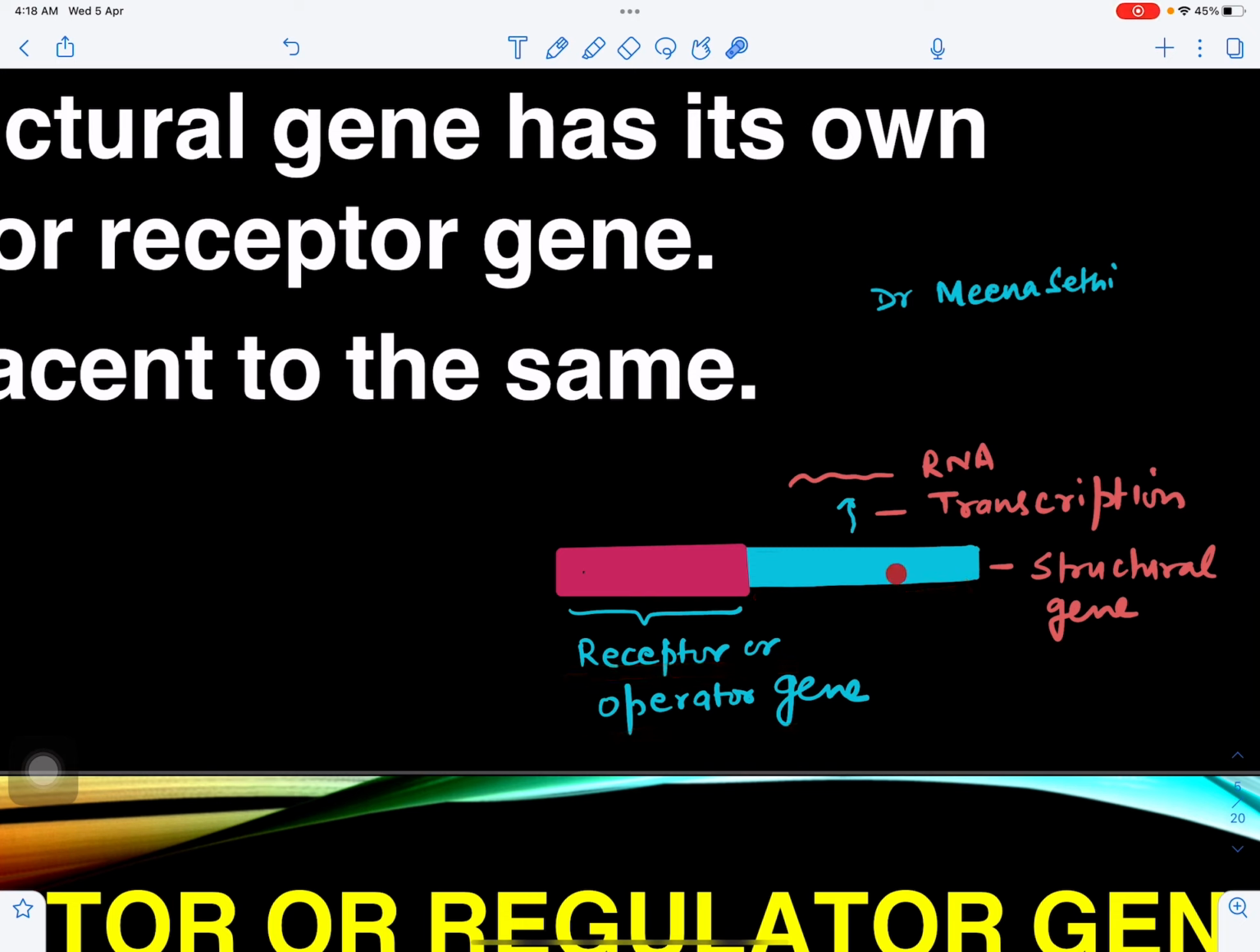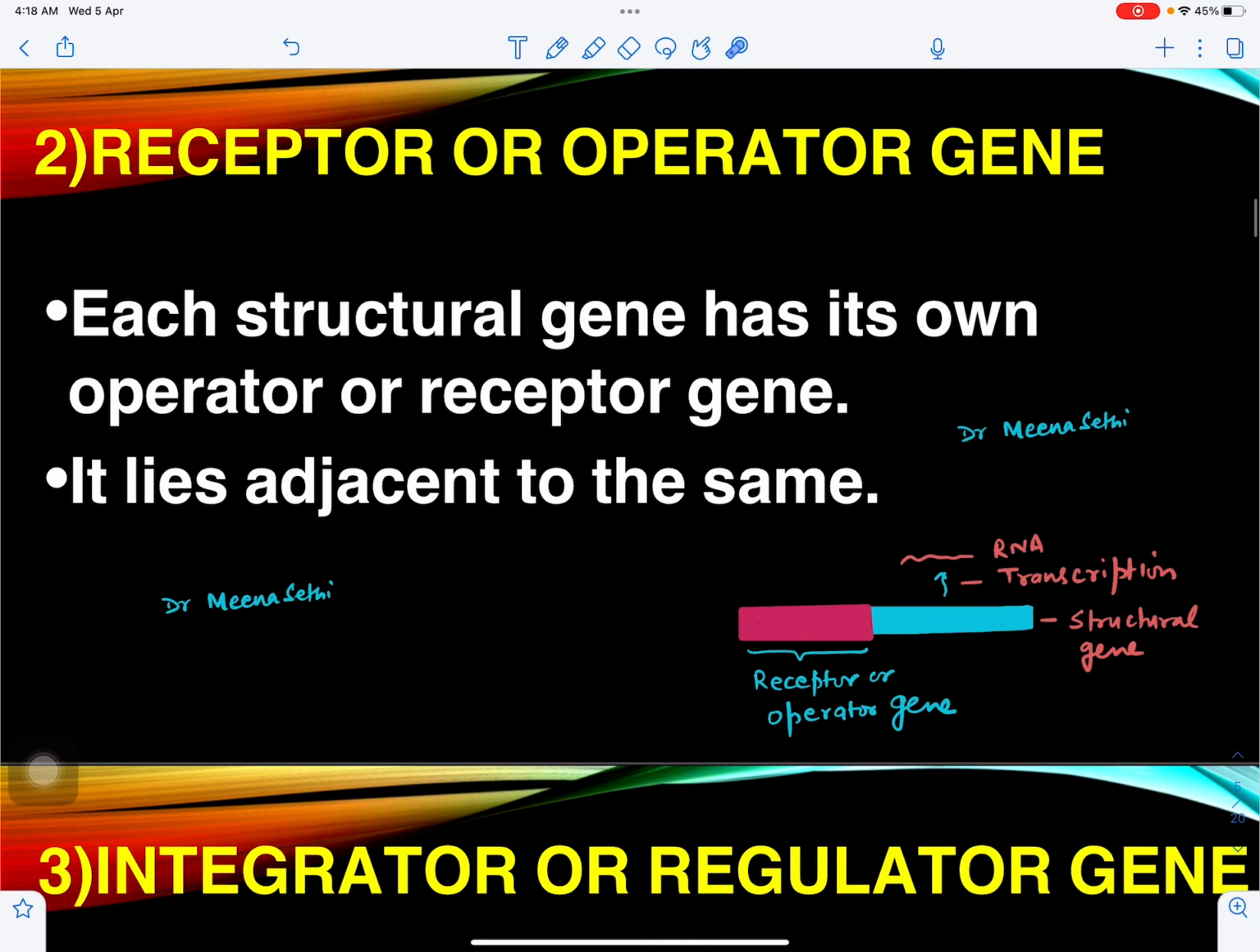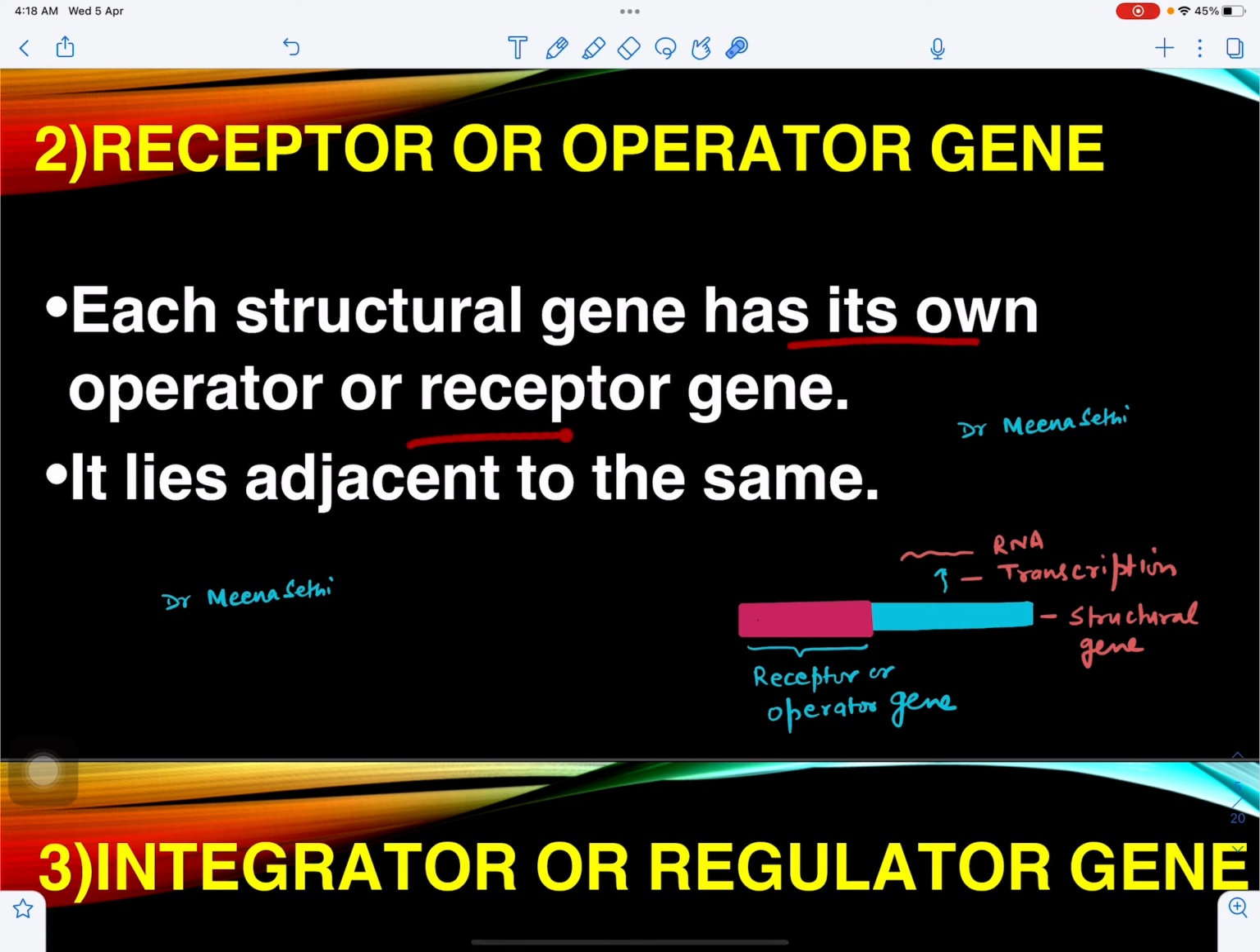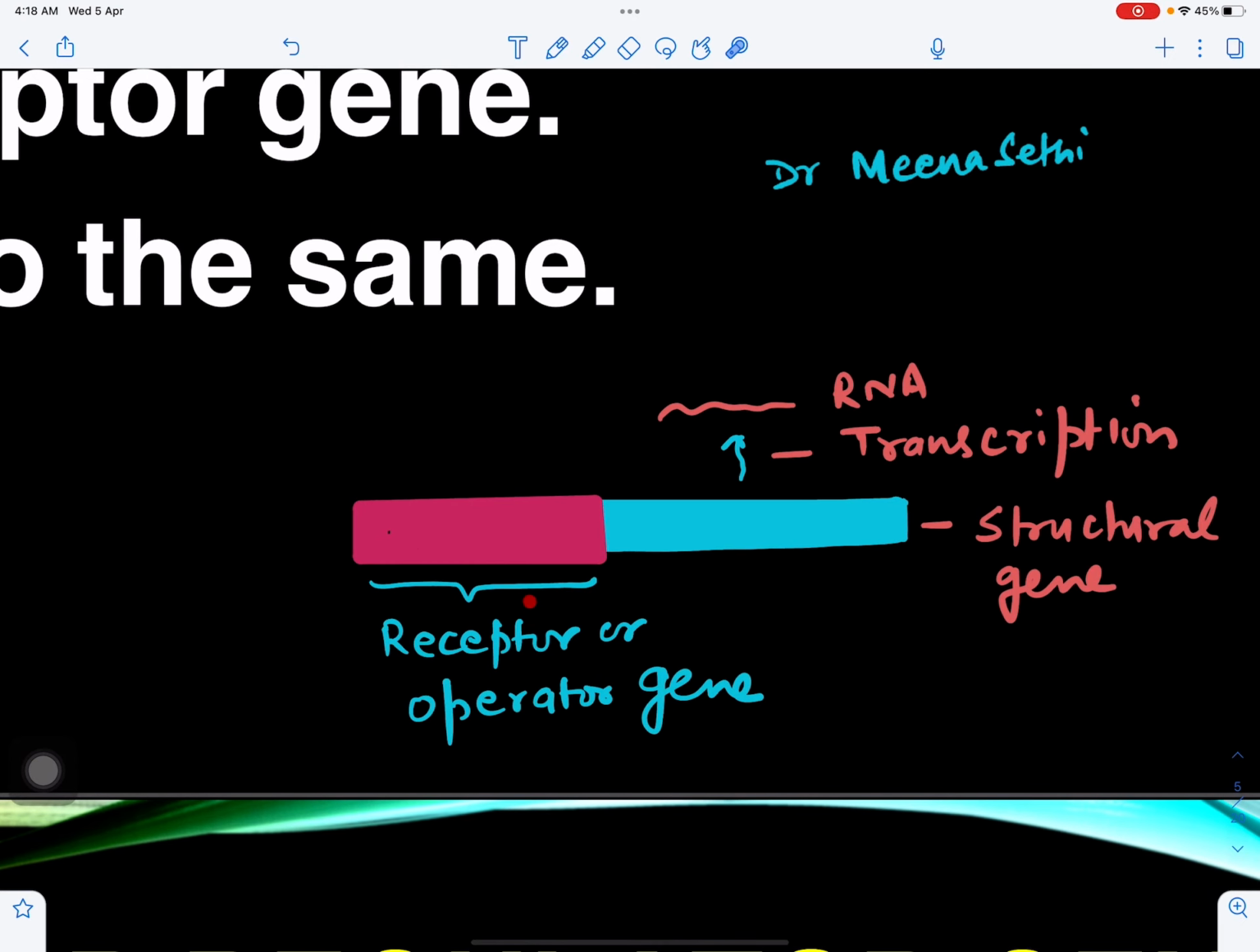Every structural gene has its own operator or receptor gene. What is needed to run a structural gene? The operator and receptor gene. Receptor means to receive. So each structural gene has its own operator or receptor gene, which lies adjacent to the structural gene. If this is operative, then only RNA will be produced, or transcription will occur. If this is not operative, then RNA will not be produced, and later protein will not be produced. So the receptor or operator gene is very important for the functioning of the structural gene.